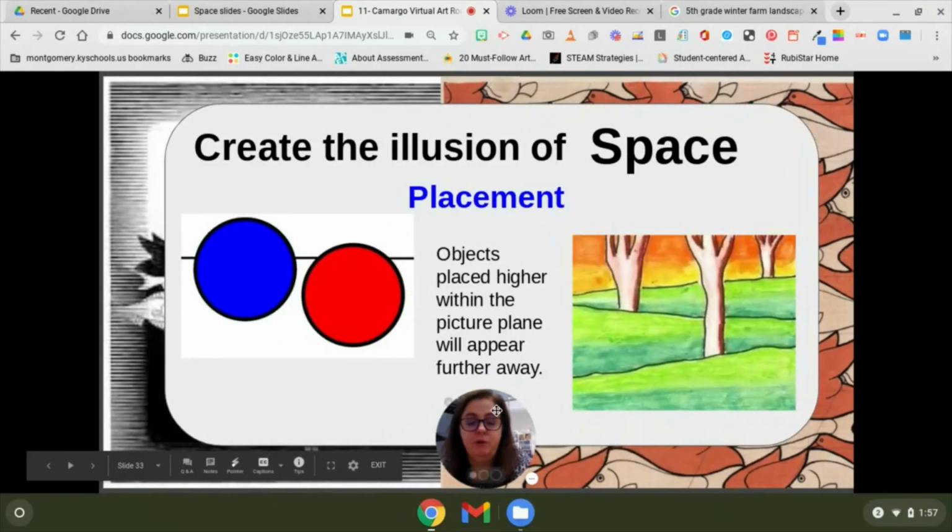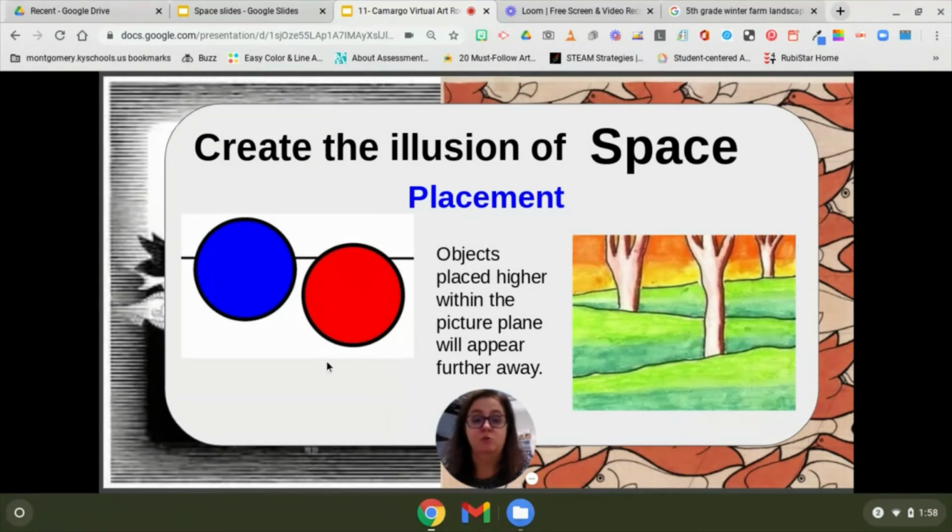So creating illusion of space in a picture, we've talked about this in a landscape. So the placement of the object. So if the red circle is lower in the picture, then we're assuming that it is closer to us, because we assume that the bottom of the picture is the part that is closest to us, which is the foreground. So where you place the objects in the picture, low or high, will also tell people whether things are further away or closer to us.